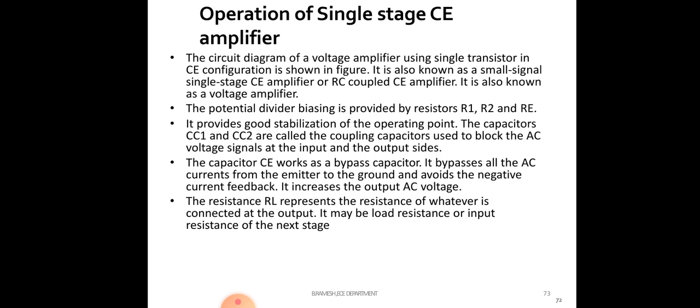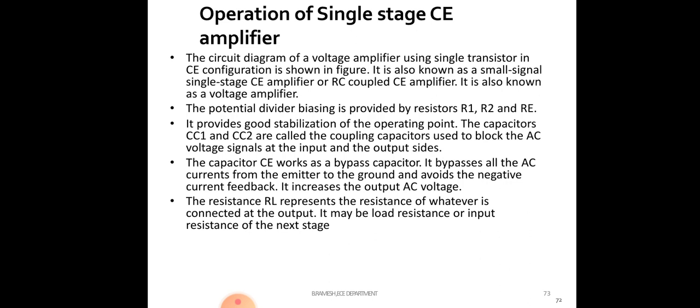The potential divider bias is provided by resistors R1, R2 and RE. It provides good stabilization of the operating point. The capacitors C1 and C2 are called coupling capacitors, used to block the DC and allow the AC signal at the input and output side. The capacitor CE works as a bypass capacitor, bypassing all the AC current from the emitter to ground and avoiding negative current feedback, and it increases the output AC voltage.